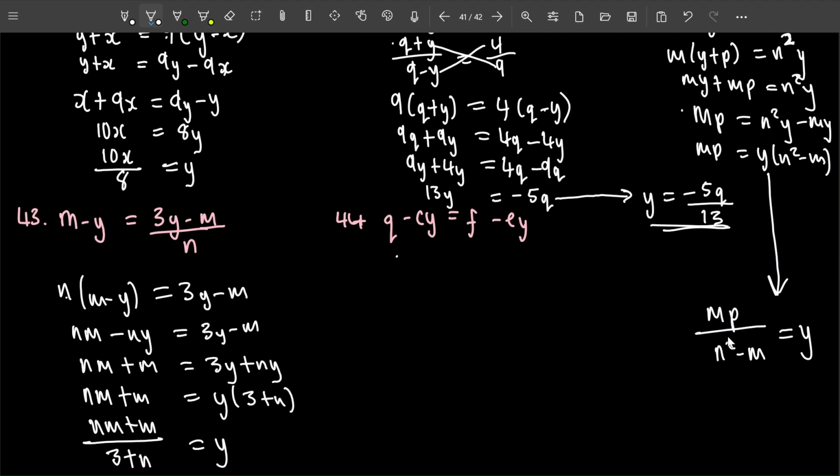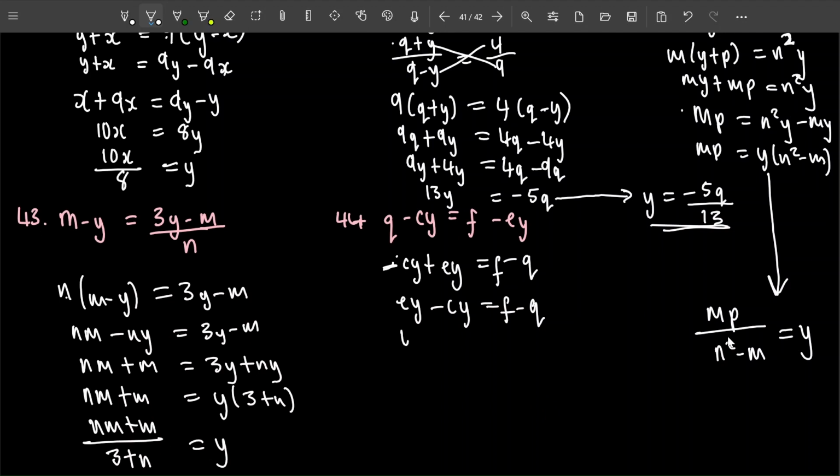Number 44, before the laptop switches off again. q minus cy is equal to f minus ey. What would I do here? Well, let me take ey to the left. So negative cy is still there. ey is coming to add, it's going to be plus ey. f is now there. q is going to subtract there. Then now we know that I can rewrite it to say ey minus cy, because negative cy is the one that's negative, is equal to f minus q. cy is the one that's negative, so whether I write him first or last, I write him with his sign.